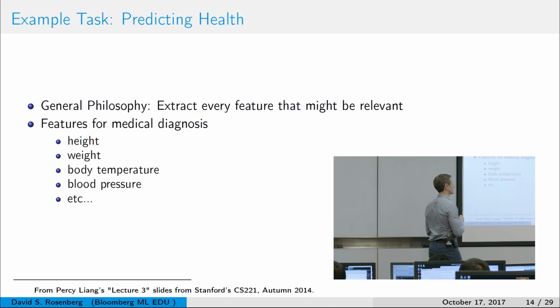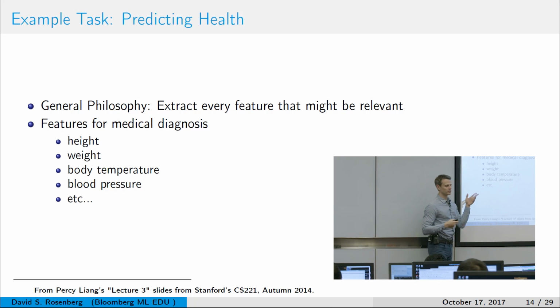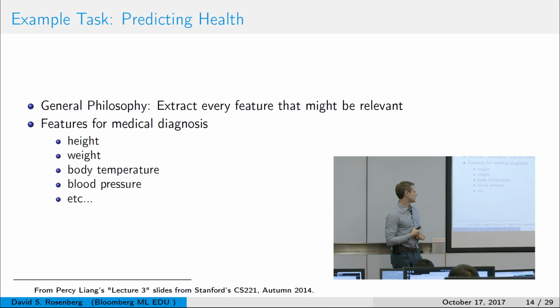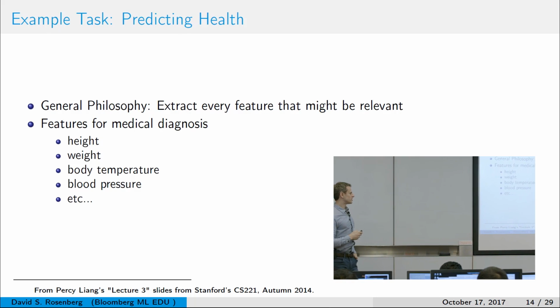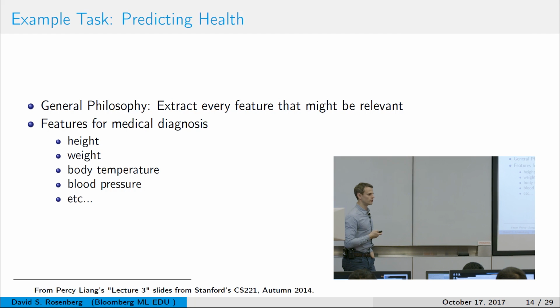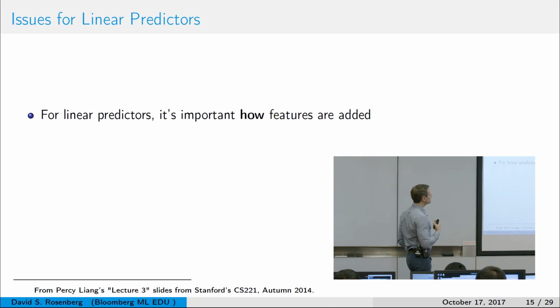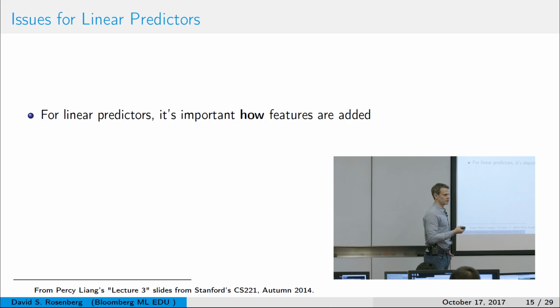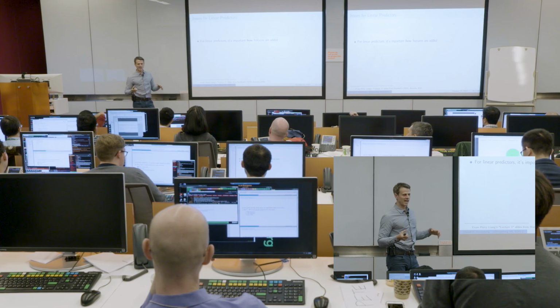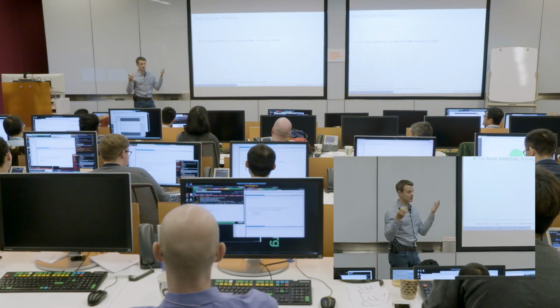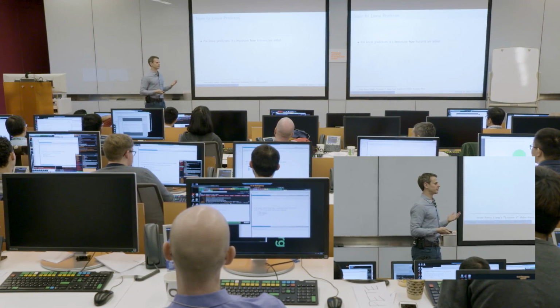So let's think about the predicting health problem. Features for medical diagnosis like height, weight, body temperature, blood pressure, etc. And you can encode all of those things as just numbers directly. But for a linear predictor, it's really important how those features are encoded, because the linear model can't do anything with those features besides combine them linearly.